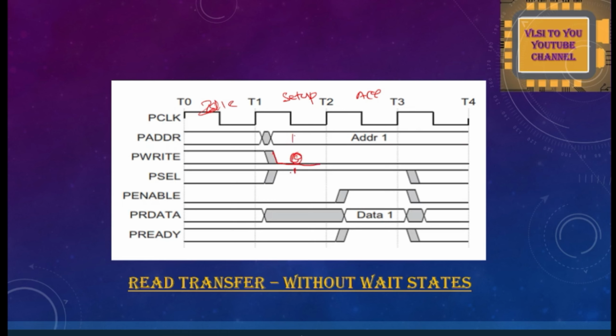So PWRITE is 0, which means a read transfer is going to happen. In the access state, PENABLE equals 1 and PREADY equals 1. So the data is being read from the slave. That means address 1 has data 1, and this is read by the master through PRDATA, and the remaining things are the same.